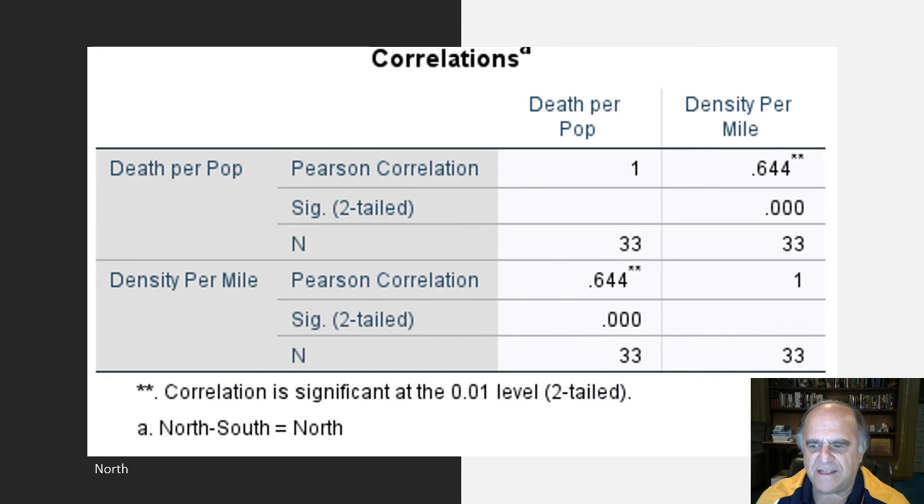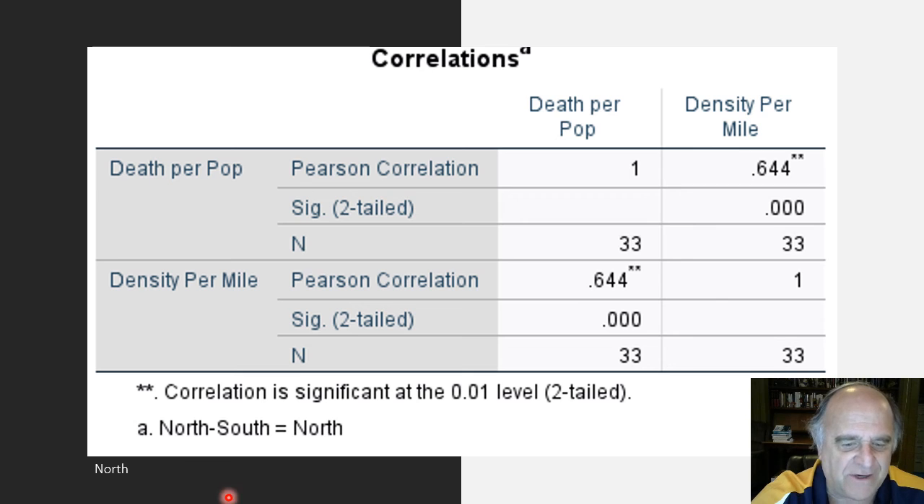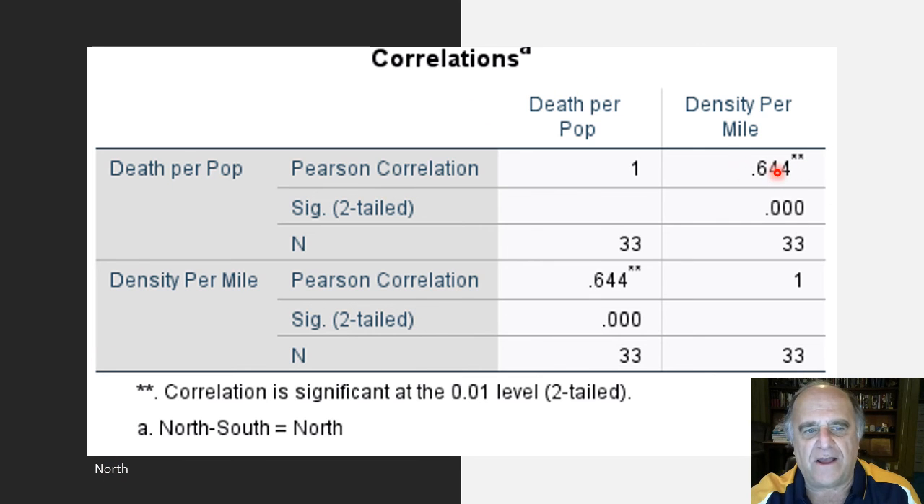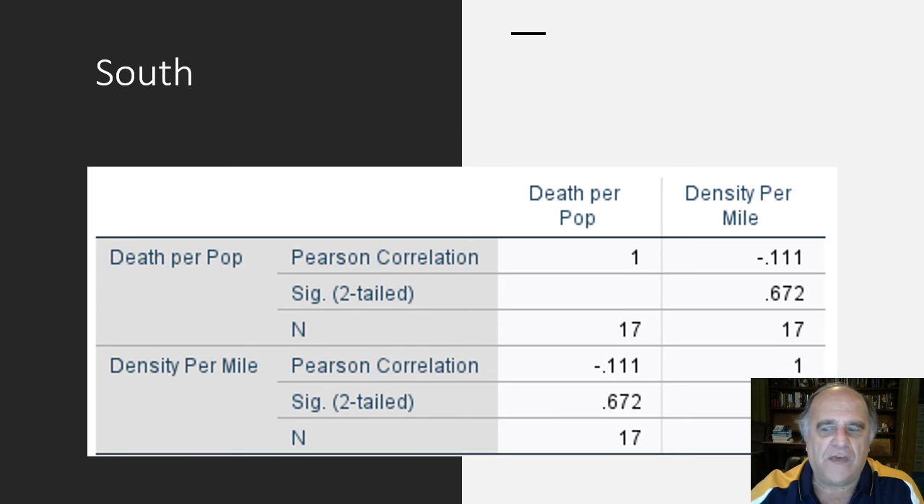In terms of understanding this moderation, it can be interesting to look at the correlations by group. When we look at the correlations by group, we see that the correlation between COVID deaths and density is 0.644 for the north. You got to look way down here. You see, this is the data for the north. So for the north, the correlation between density per mile and deaths is 0.644. If we look at the south, the correlation is negative 0.11.